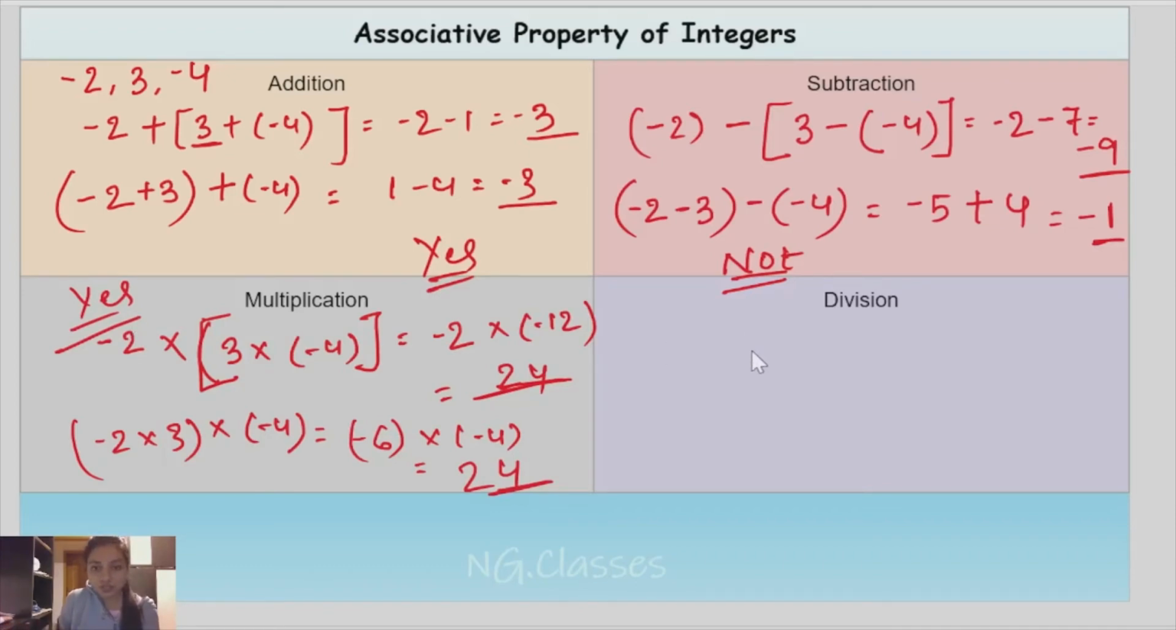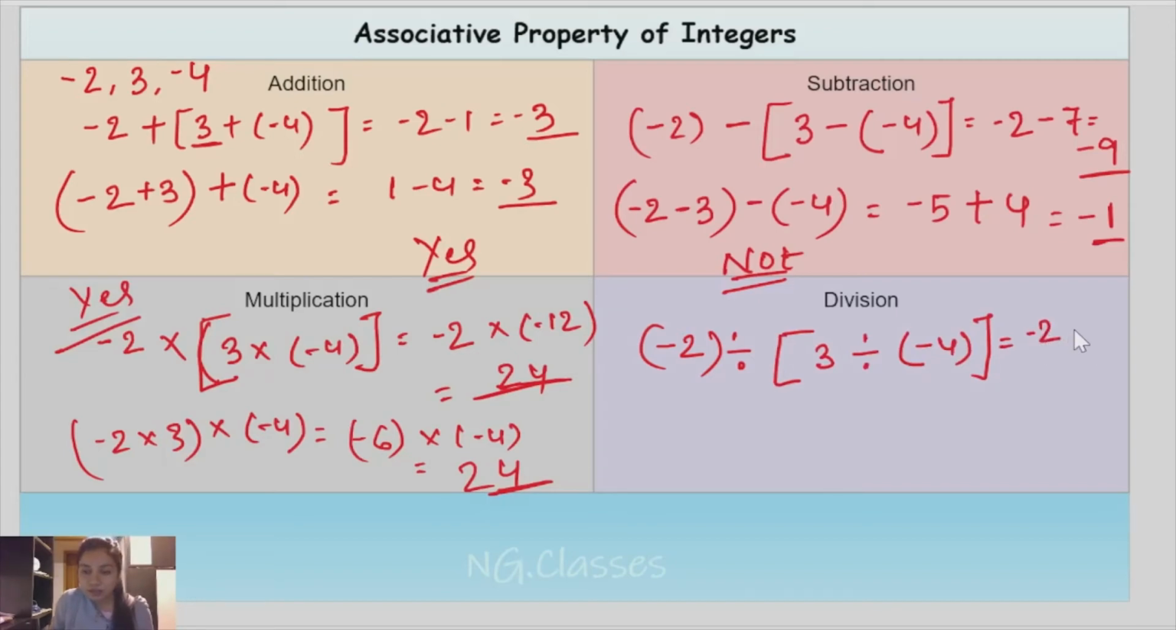Now check it for division. -2 divided by 3 division with -4, we will get -2 divided by the division sign 3 by -4, and then we will change it to multiplication sign. It will be -4 by 3, and we will get 8 by 3.